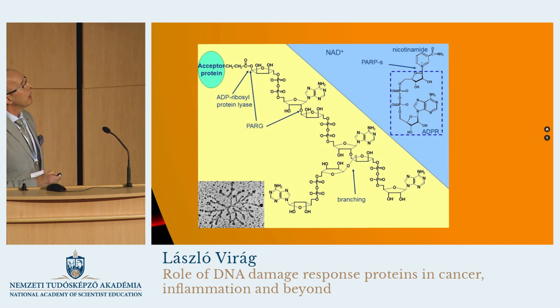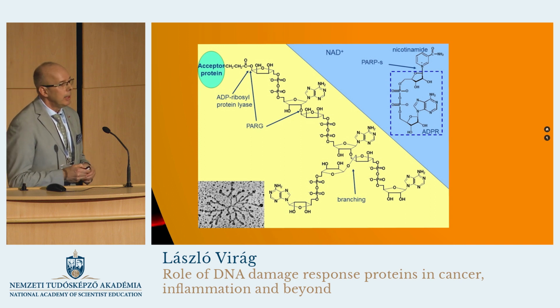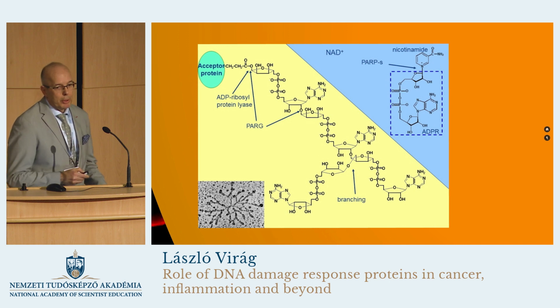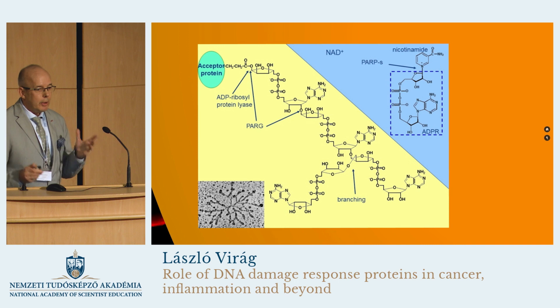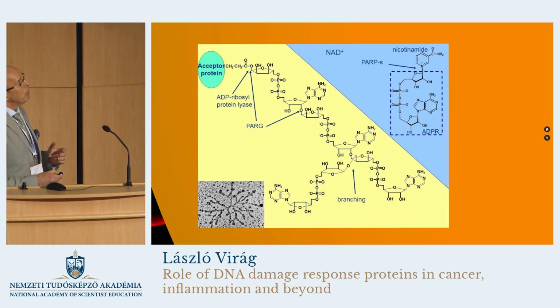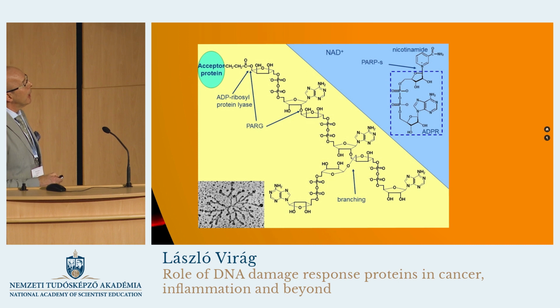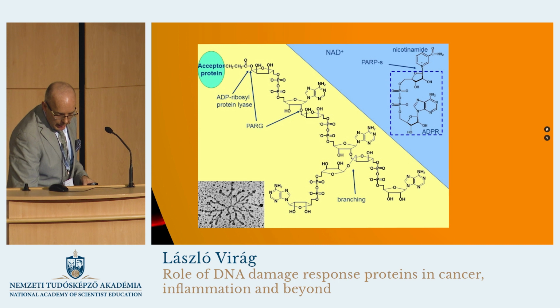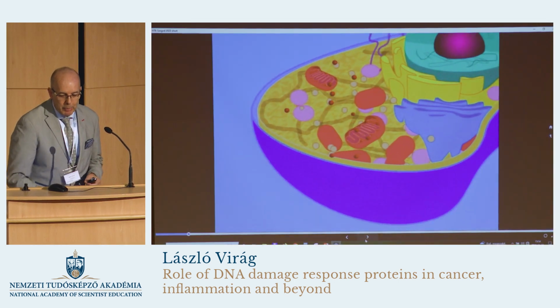These enzymes, poly-ADP ribose polymerases, use NAD, one of the key energy metabolites of the cells, and cleave this N-glycosidic bond. So they cleave off nicotinamide, and the remaining ADP ribose units are covalently attached to acceptor proteins, such as PARP1 itself and other nearby proteins. And then further ADP ribose units are added, even branches are introduced. So a nice branched poly-ADP ribose polymer is formed in response to DNA damage.